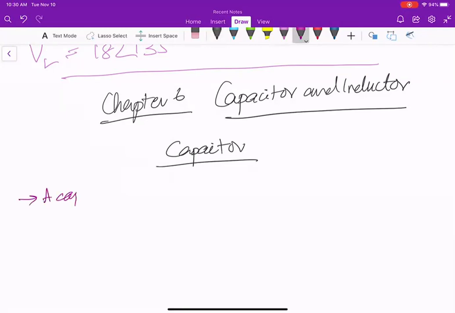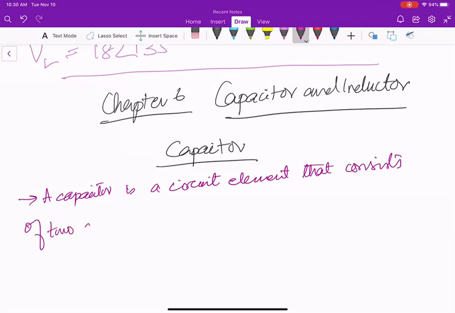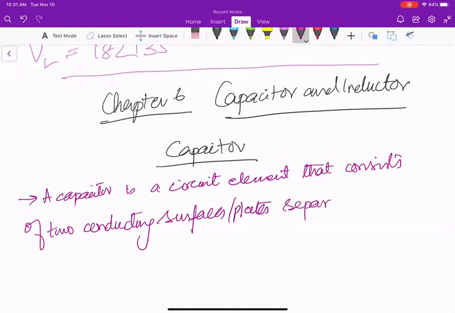So a capacitor, I think we learned it in the lab too, is a circuit element that consists of two conducting surfaces or plates separated by non-conducting material.